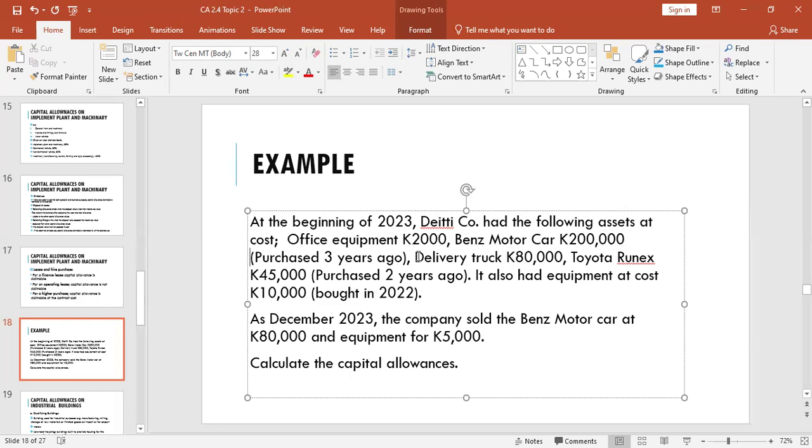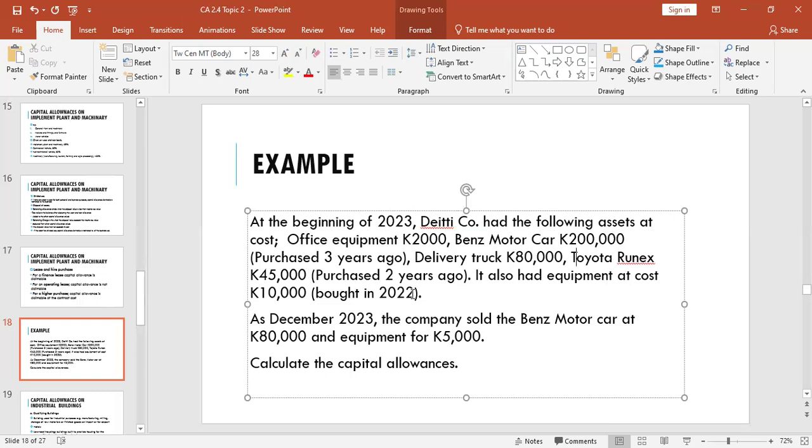Then delivery truck, 80,000. Then Toyota Ranex, 45,000. It was purchased 2 years ago. Yes, 45,000 for the Toyota Ranex. Then we've got equipment at the cost of 10,000. It was bought last year, 2022.